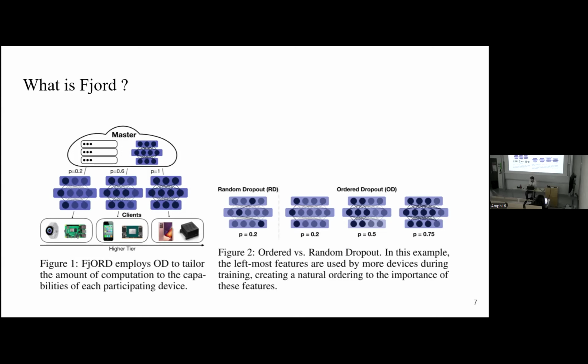Now, in case of FjORD, FjORD is a framework. In this paper, they introduced a framework that employs a technique called ordered dropout. The idea is that this technique allows us to create smaller models from a bigger one, in a way that would fit the computational requirements of each client connected. So using this technique, we can create from a big neural network that can fit on powerful clients smaller neural networks, subnetworks.